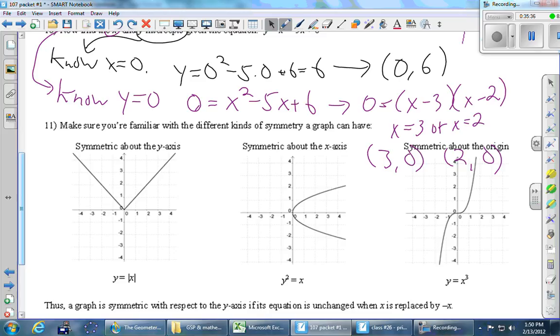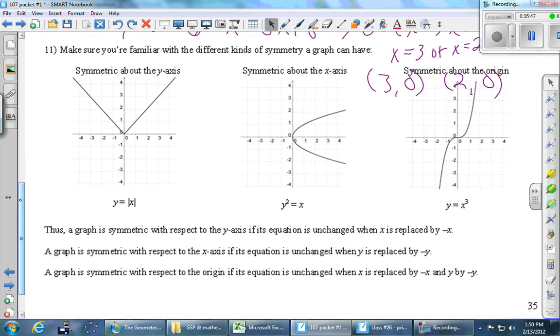Can you read 11, please? Okay, 3 different kinds of symmetry we're going to talk about today. You can have a graph which is symmetric about the y-axis. For example, this thing that looks like a V. You guys see what I mean when I talk about symmetry about the y-axis? Like it's a mirror image. Okay, so that's the absolute value of x. I don't know if you're familiar with that graph, but that's what it is. And then here's a graph symmetric about the x-axis. Same kind of idea, but now flipping it over the x-axis, it's a mirror image.